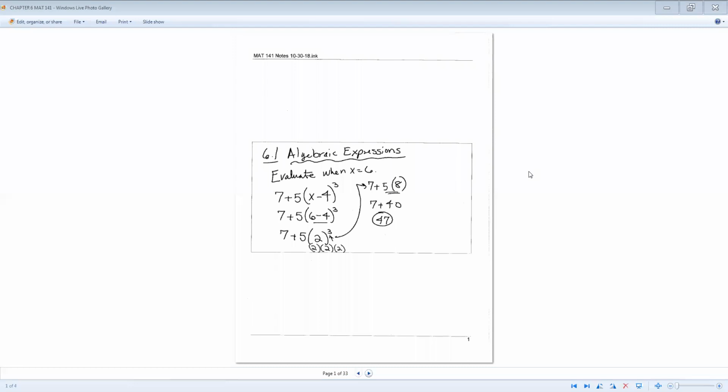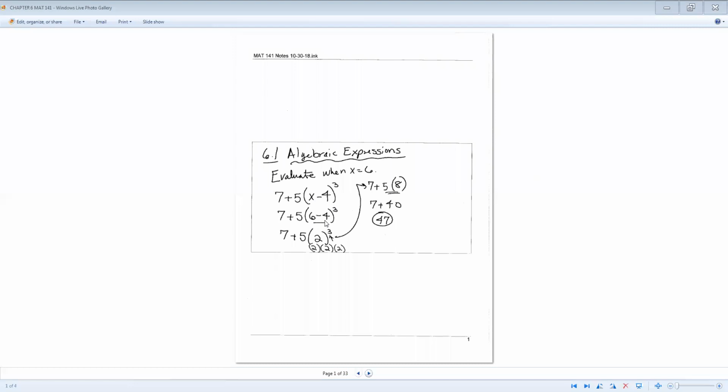Chapter 6 starts off with algebraic expressions. It asks us to evaluate when x is equal to 6. They give us the expression 7 plus 5 times the quantity of x minus 4 cubed. So we take 6, plug it in for x, then perform order of operations.